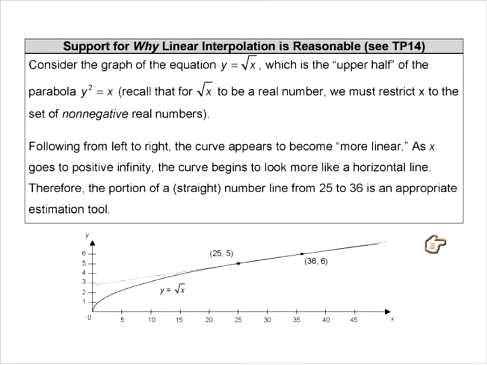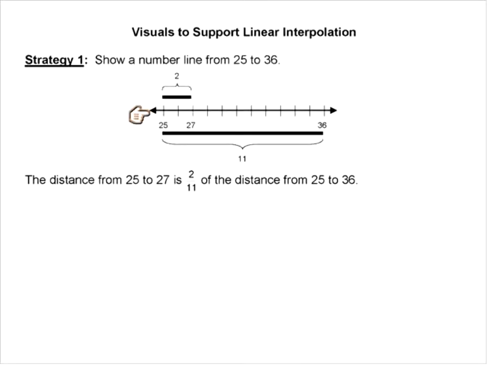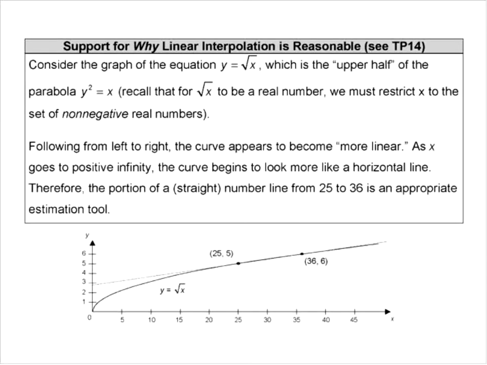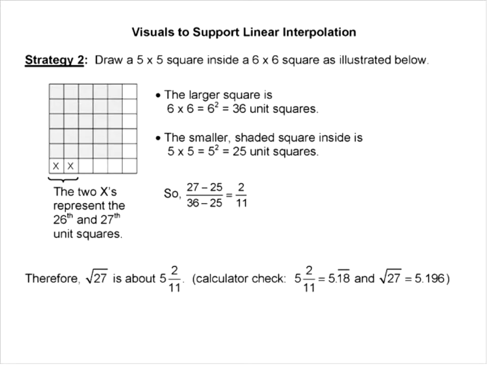And that's why, as you saw in the previous page, we can use this number line as a way to help us estimate the fractional part of the square root of 27. Because when you go out to infinity, this is going to be pretty close to a horizontal line. Now here's the second visual strategy to help us support linear interpolation.